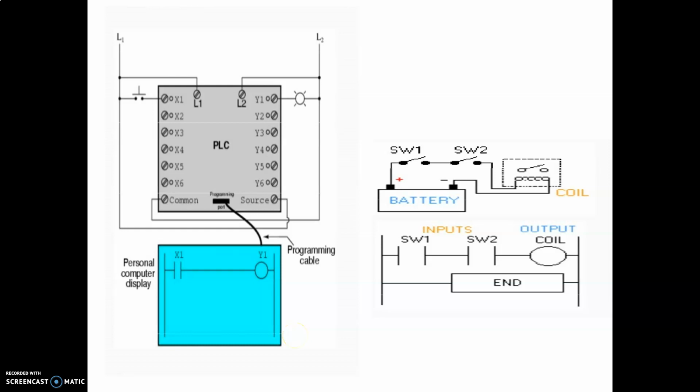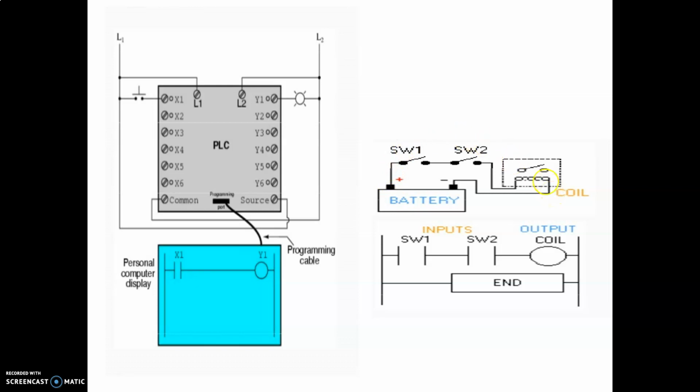Hello. Now, after learning the basics of ladder programming, we'll try to understand how to start with the first basic program. We have a very simple example of two switches. We have two open switches connected to this coil. We have a battery which provides supply to this coil. By using this connection, we need to activate this coil.